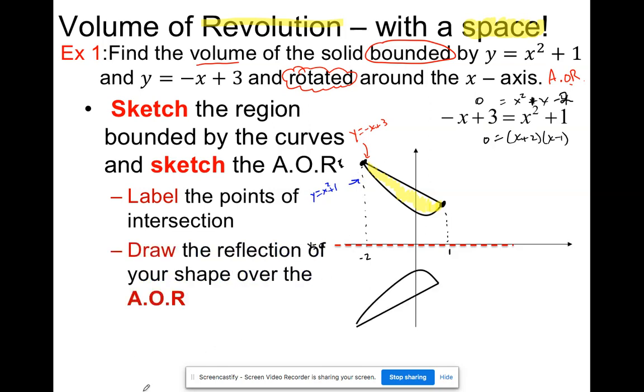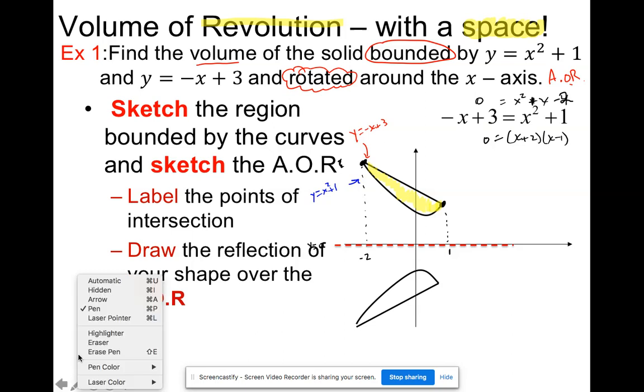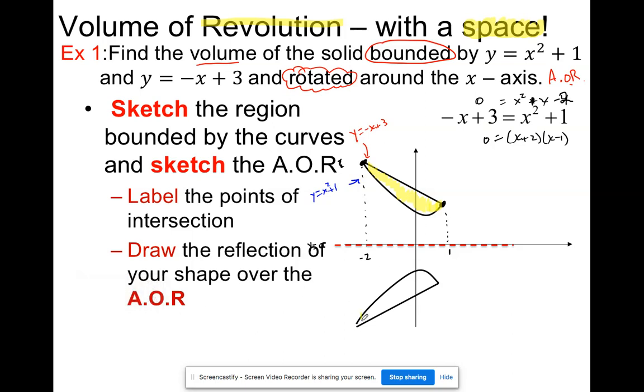Draw the reflection of the shape over your axis of rotation. Okay, so I have the image across the axis of rotation. And now I'm going to draw the strip. Remember, my strip has to be perpendicular to the axis of rotation. So there's my strip. I have my top minus bottom.